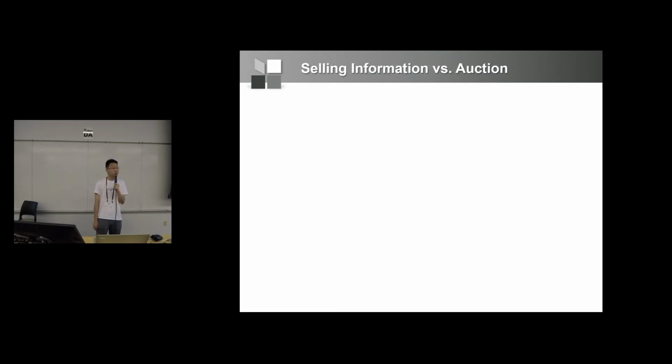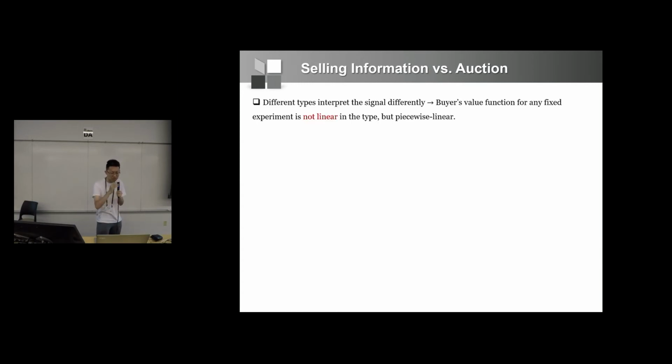Okay, so before moving forward, let's take a step back and compare our problem with the classic auction. Here are a couple of differences. Firstly, buyers with different types will interpret the signals differently. This is because if the buyer has a different prior, then even if they receive the same signal, she will have a different posterior and may make a different decision.